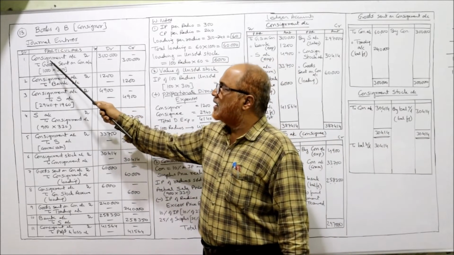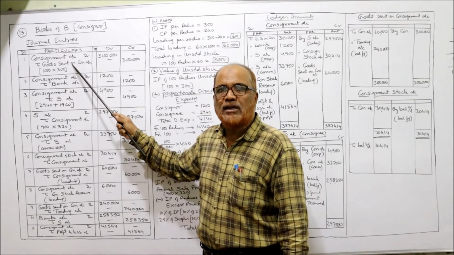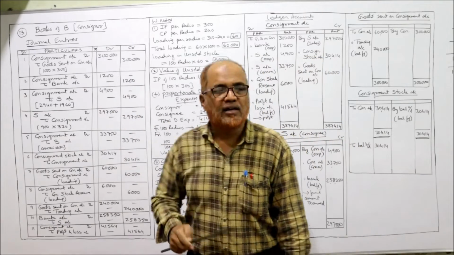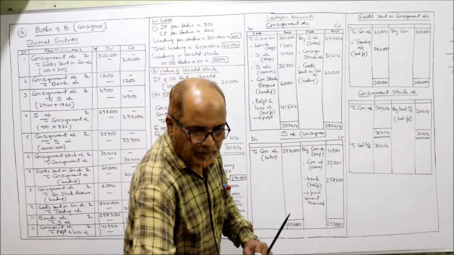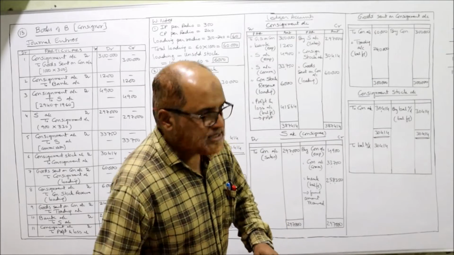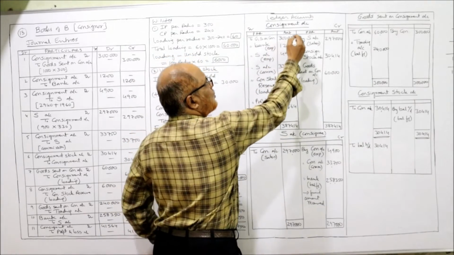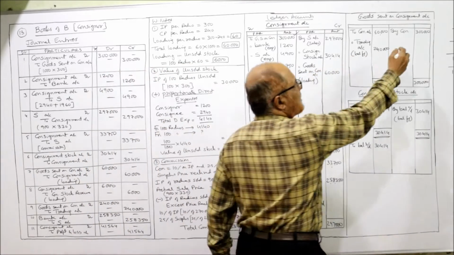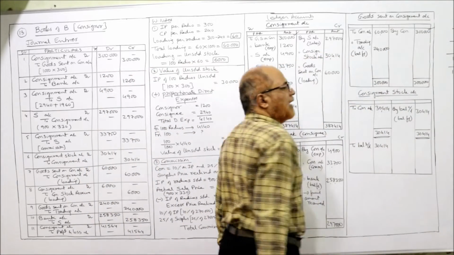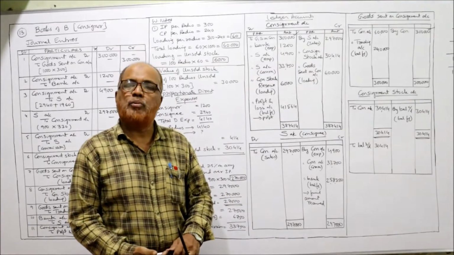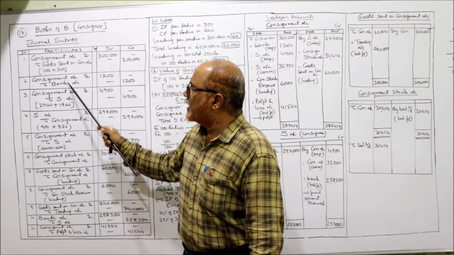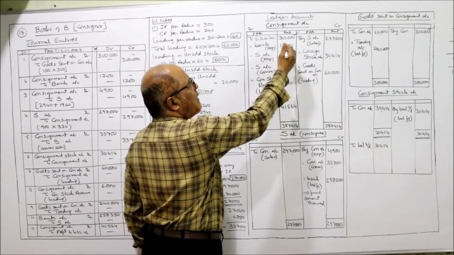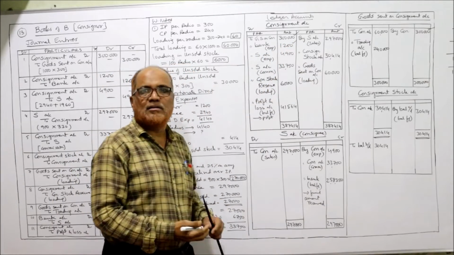The first entry: consignment account debit to goods sent on consignment. So on the consignment account debit side, you can see here, to goods sent on consignment 3 lakh. And goods sent on consignment is credited by consignment 3 lakh. First entry posted. Now the second entry, consignment to bank, expenses. So consignment account debit side to bank expenses 1,200.